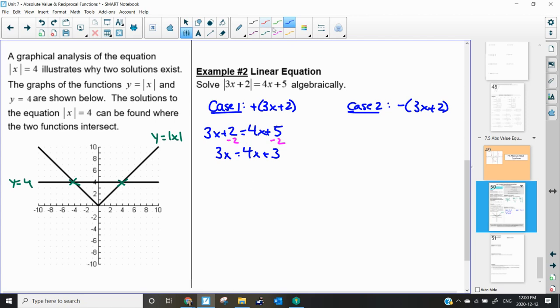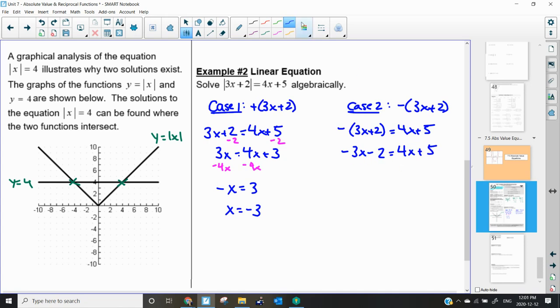And then if I subtract 4x from both sides, I'm going to have negative x equals 3 and x equals negative 3. Now for case 2, I have to consider the negative scenario. So I'm going to have negative (3x plus 2) is equal to 4x plus 5. Bringing that negative through the brackets, I'm going to have negative 3x minus 2 is equal to 4x plus 5.